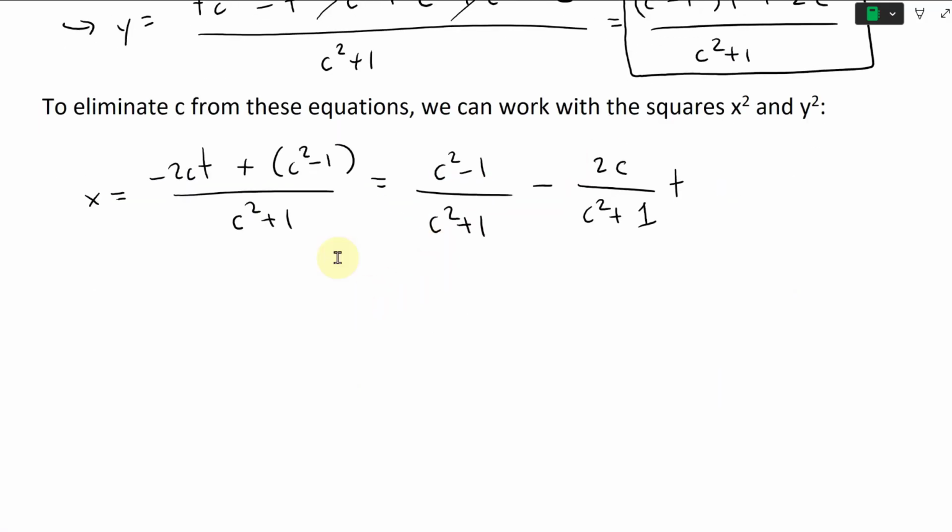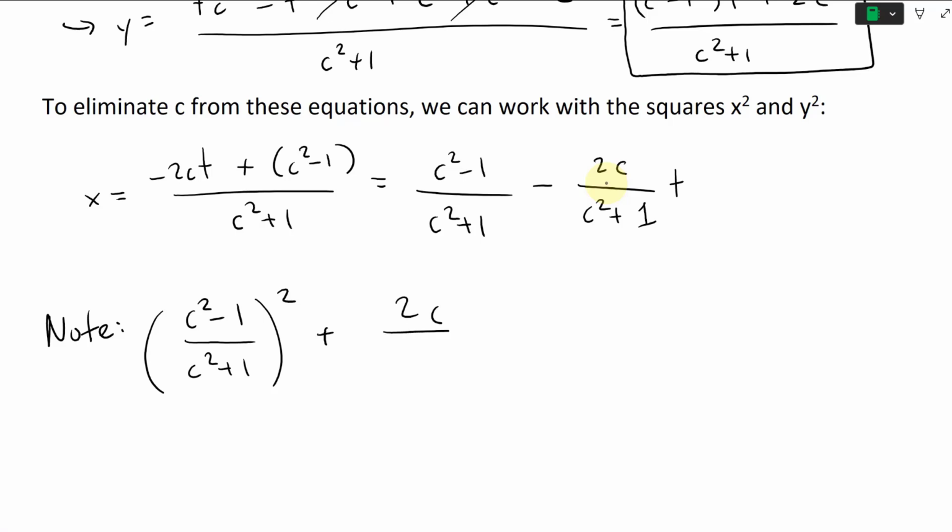Alright, so note what happens here. If we look at these two terms, if we square and add them, notice what happens. We have c squared minus 1 over c squared plus 1, and you can see the pattern that's going to arise. Square this, and then add the other one, 2c over c squared plus 1, all squared.